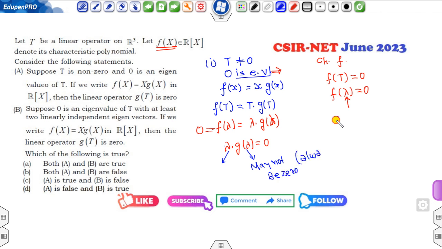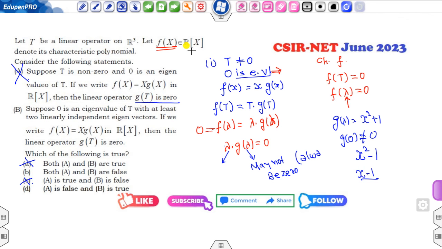This is not always 0. You can define any matrix, say x square plus 1, then clearly 0 is not an eigenvalue; or x square minus 1, or x minus 1. So it is not always 0. The statement that g(T) is 0 is wrong, so option A is cancelled, and option C is cancelled.